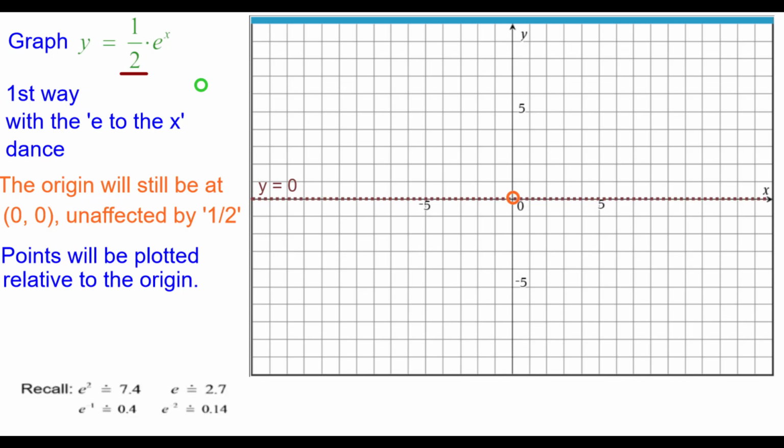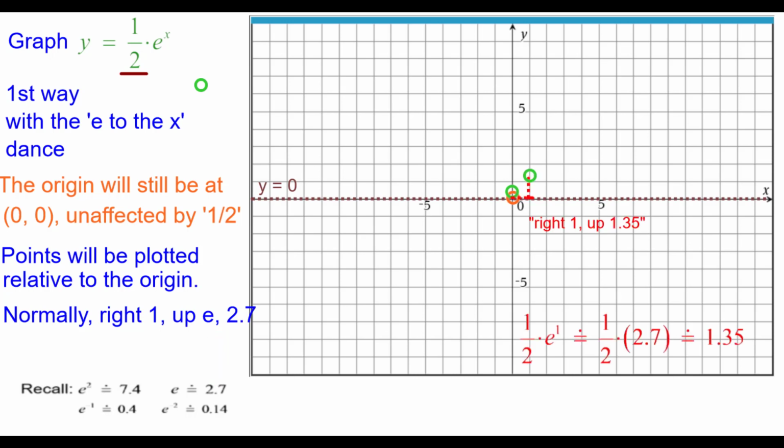We do need to recall the powers of e. We do need to have those memorized here. And normally on e to the x, it's normally right 0 up 1 because e to the 0 is 1. But because of the half factor, it's going to be right 0 up 1/2. Normally right 1 up e, which is about 2.7. In this case, it's going to be right 1 up half of that, 1.35.